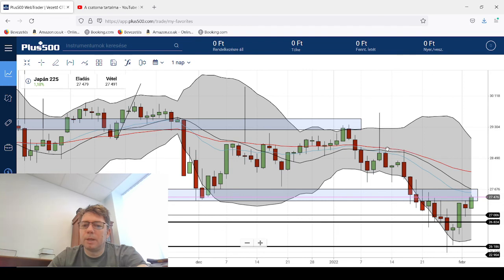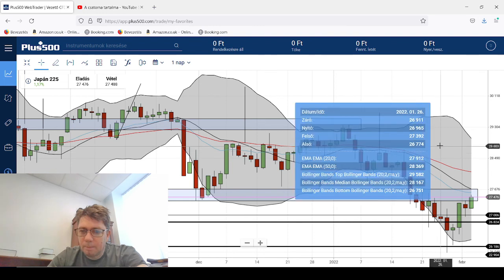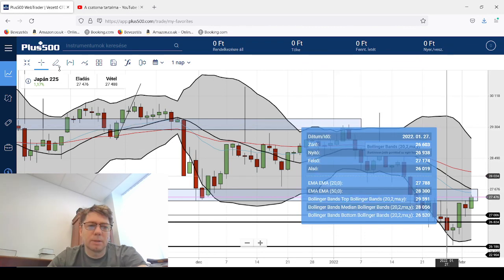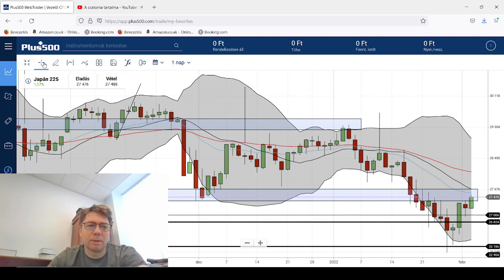Once we are above there, then this area here could be targeted, which is actually, let me see, 28,779, and above there 29,350. So I'm watching these areas and act accordingly.